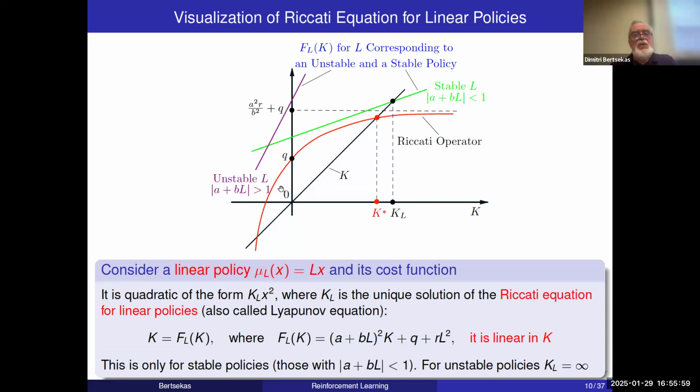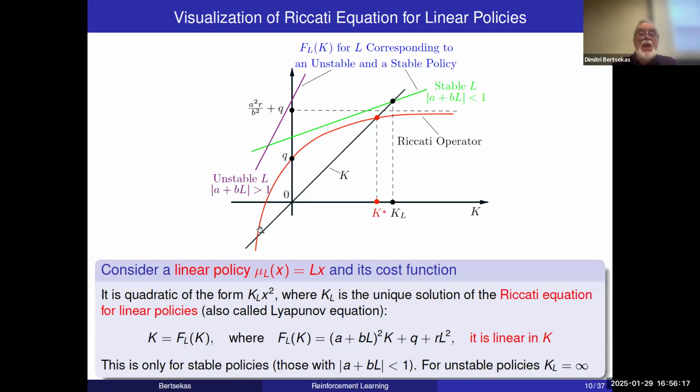So for stable policies that slope at an angle less than 45 degrees, solving a linear equation gives us the corresponding cost coefficient. And there are also these unstable policies, which are lines that intersect somewhere in some irrelevant region over here.